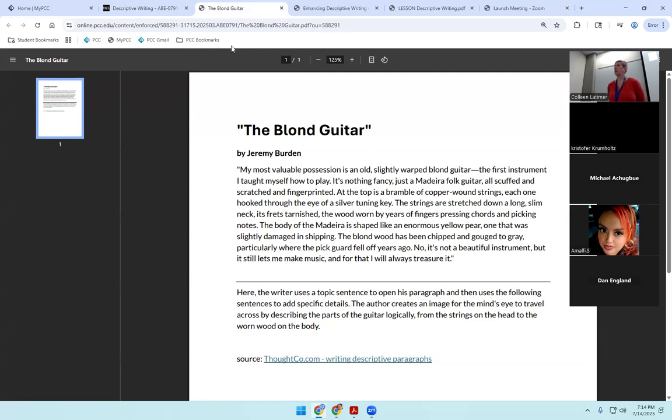The wood wound and the copper wound strings. And what exactly did it? Wood worn by years. Yep. And the copper wound strings, both great. Silver tuning key. Yeah. Silver tuning key. Scuffed. Excellent. Yes.